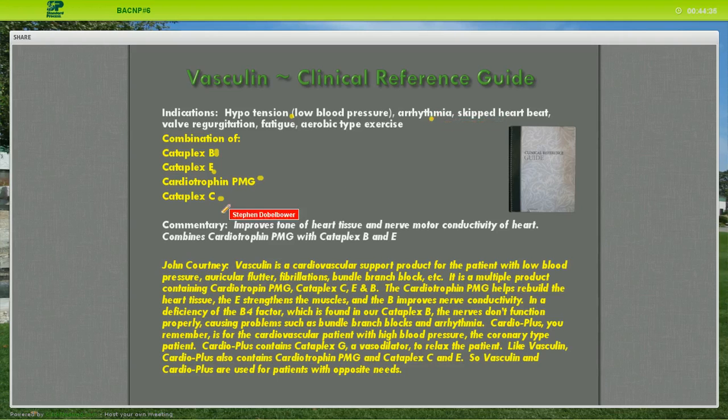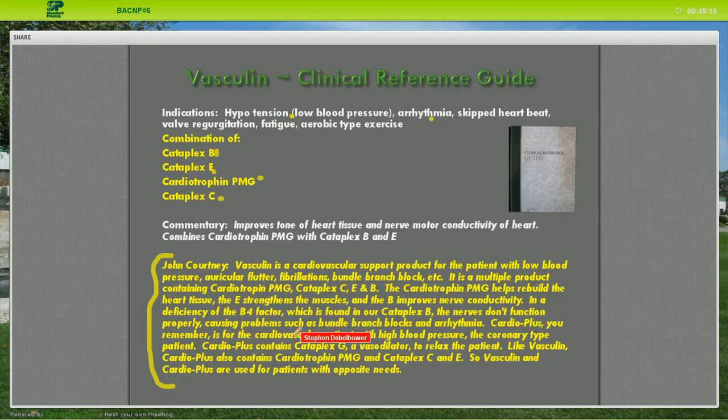And John Courtney sort of summed up the whole Cardio Plus and Vascular comparison right here where he says Vasculin is a cardiovascular support product for the patient with low blood pressure, auricular flutter, fibrillations, bundle branch blocks, etc. It is a multiple product containing cardiotrophin, C, E, and B. The cardiotrophin helps rebuild the heart tissue. The E strengthens the muscle. The B improves the nerve conductivity. In a deficiency of the B4 factor, which is found in Cataplex B, the nerves don't function properly, causing problems such as bundle branch blocks and arrhythmias.